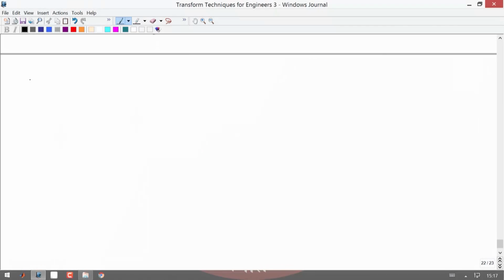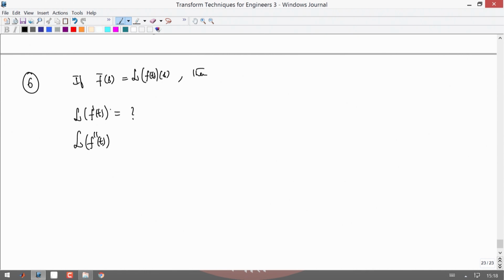So let me do this property, property number 6. If f bar of s is the Laplace transform of f of t, which is a function of s, and suppose f is a differentiable function, what is the Laplace transform of f dash of t and f double dash of t and so on? That means derivatives of the function and their Laplace transforms as a function of s. What is it? So these are the questions we have.